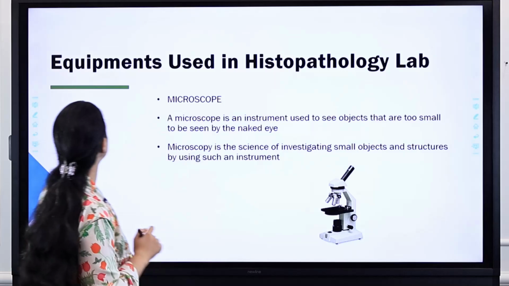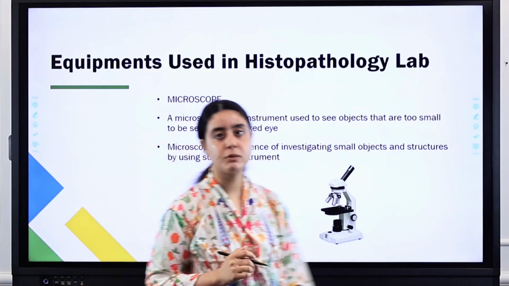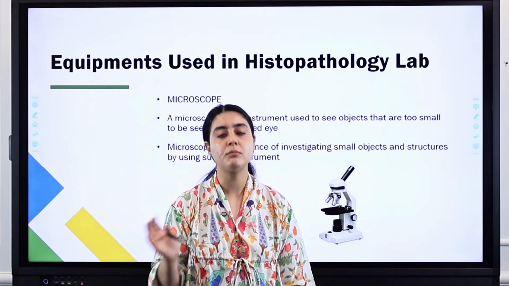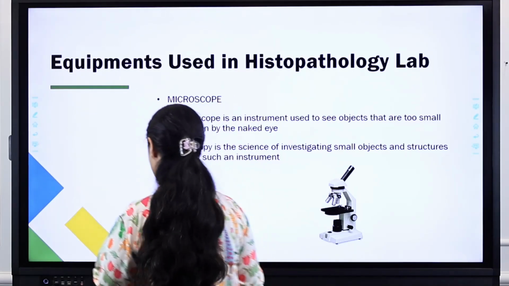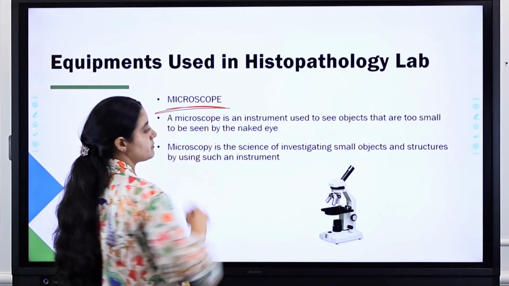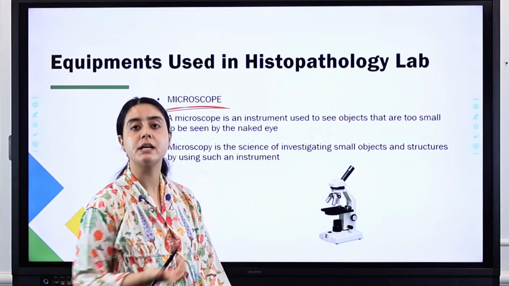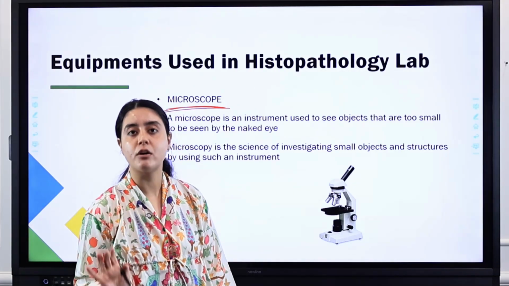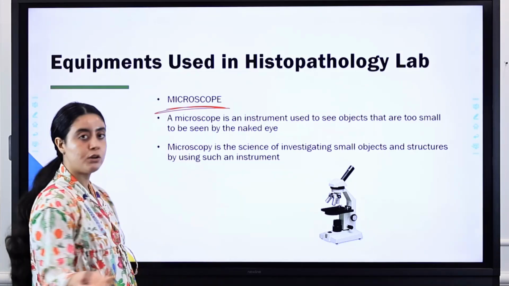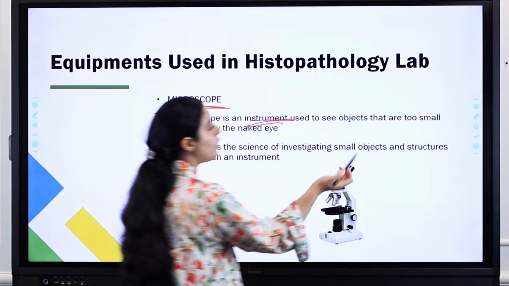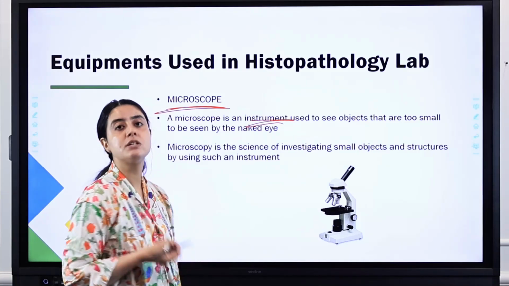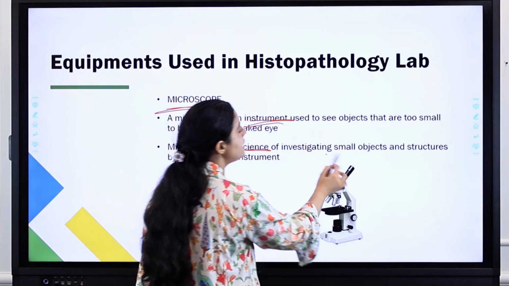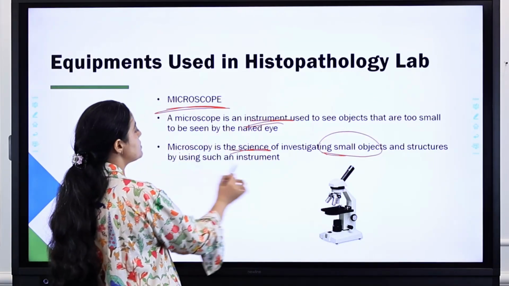Okay. So what are the equipments in our histopathology lab? There are some common equipments which we use in our histopathology lab on a regular basis. First there is a microscope, obviously, because we have to do the microscopic examination of our tissues and see if any deformity is present. As we all know, it is an instrument used to see objects that are too small to see with our naked eyes, and microscopy is the science of investigating small objects and structures using such an instrument.